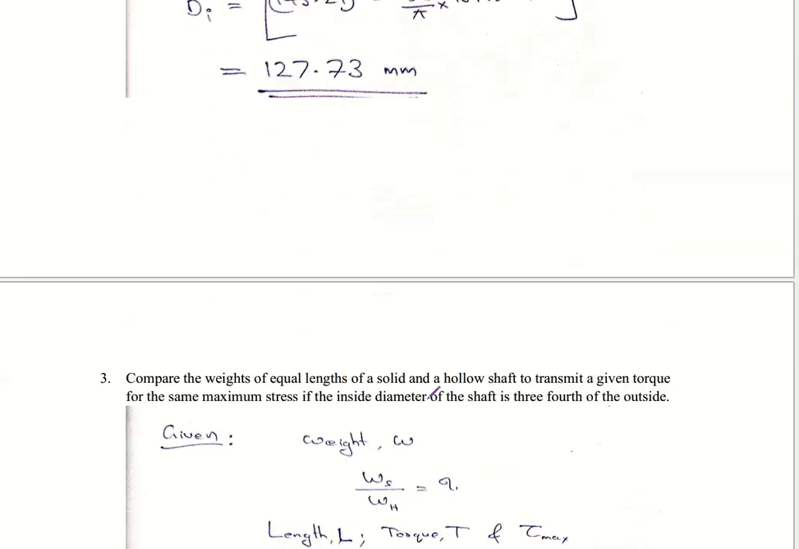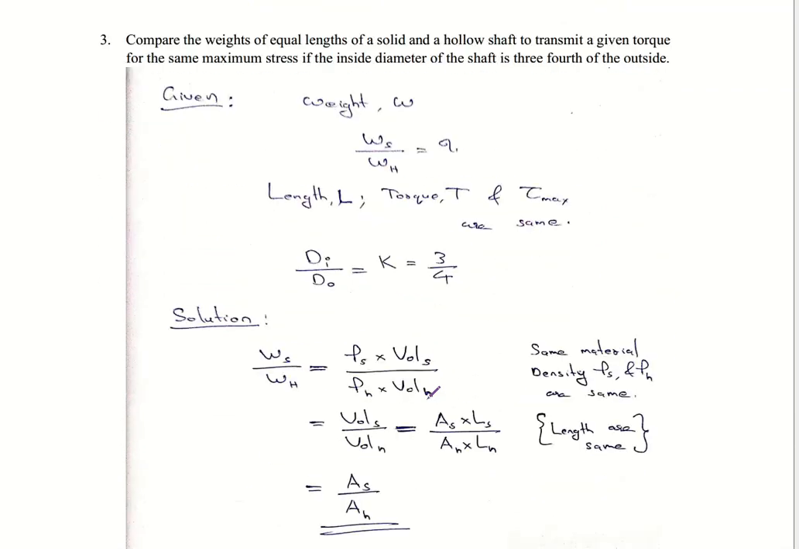Now let us move on to the third question. In this question, we are asked to compare the weights of equal lengths of a solid and a hollow shaft to transmit a given torque for the same maximum stress if the inside diameter of the shaft is 3/4 of the outside. Now, this question may seem to be a bit complicated because you are asked to compare the weights. So let us put it in a simple way.